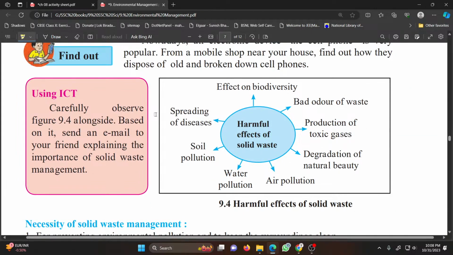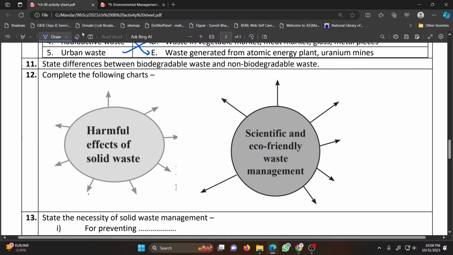Effect on biodiversity: the biodiversity of the region is affected. Bad odor of the waste material. Production of toxic gases. Degradation of natural beauty, air pollution, water pollution, soil pollution, spreading of diseases. These are the harmful effects of solid waste.